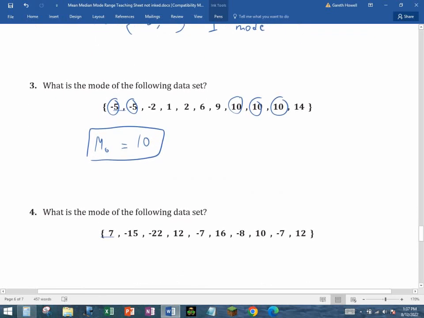One more example on mode, but I'm actually going to skip that one because you can easily go through and figure out what the mode is for that one.